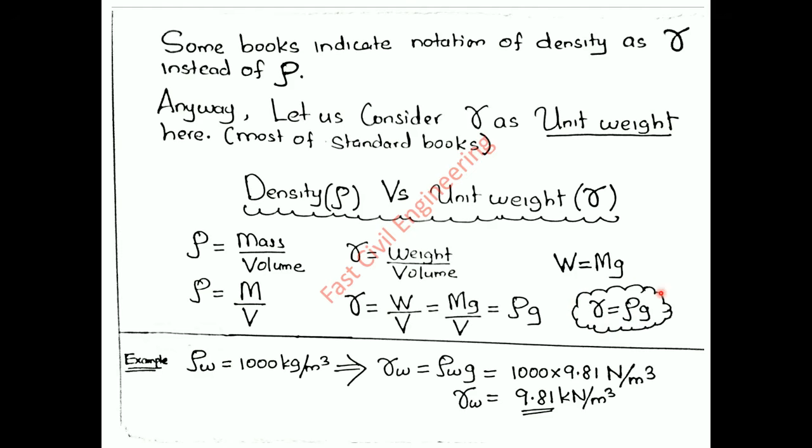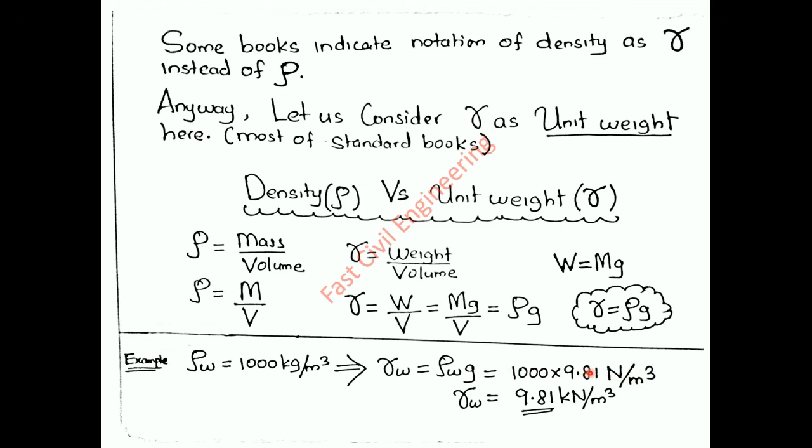Density into g. Example: rho w, the density of water at 4 degrees Celsius, is 1000 kilogram per meter cube. This is the density of water. The unit weight of water, gamma w, is equal to rho w into g. Rho w is 1000, and g, gravitational acceleration, is 9.81, that is a Newton per meter cube, not kilogram per meter cube.